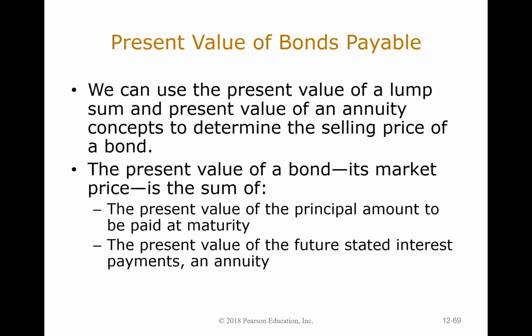We can use the present value of a lump sum and present value of an annuity to determine the selling price of the bond, okay? We want to know the present value of the principal and the present value of the interest. Now the present value of the principal amount is going to be a lump sum. And when we look at the present value of future stated interest payments, this is going to be the annuity.